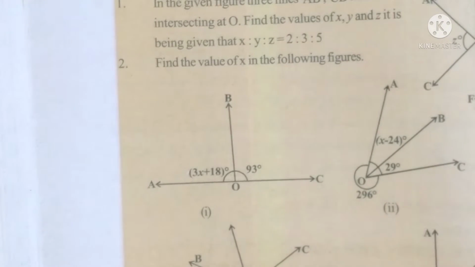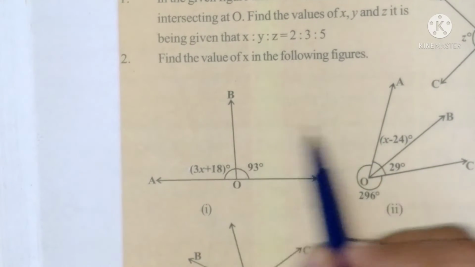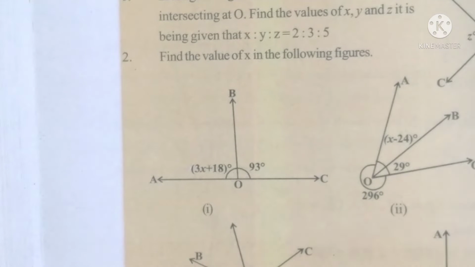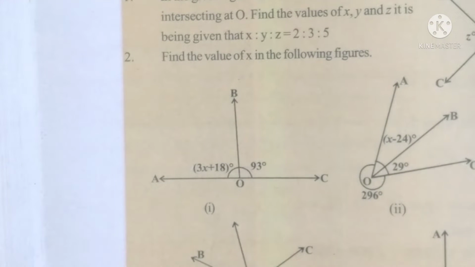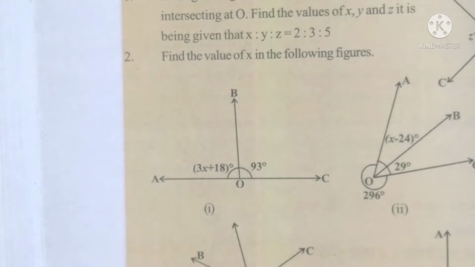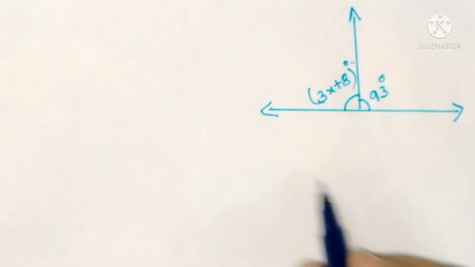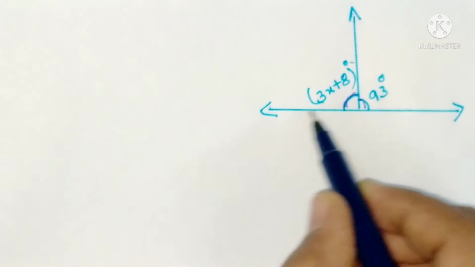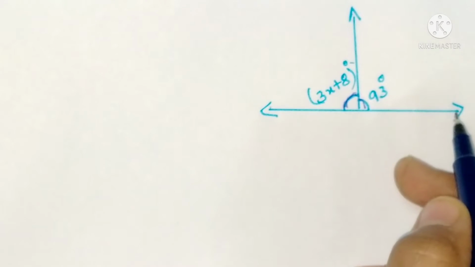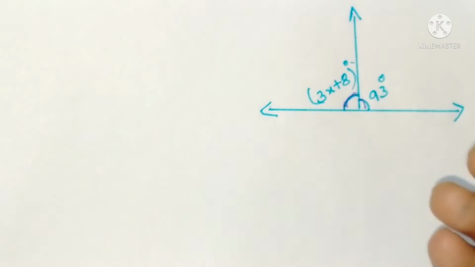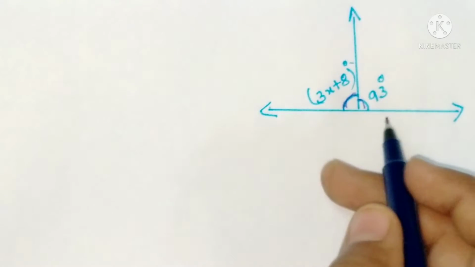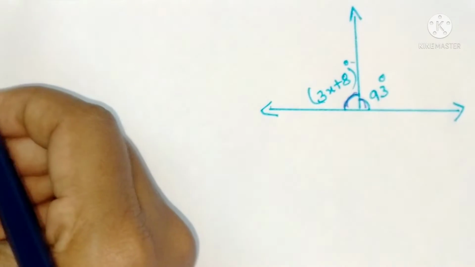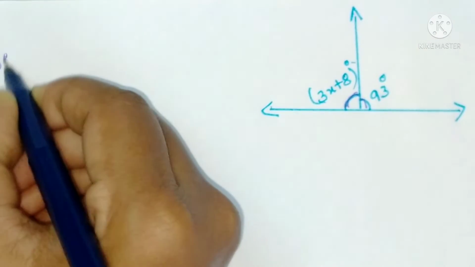Second problem. Find the value of x in each of the following figures. Here 4 figures are given. We want to calculate the x value in each case. This is the first one. These two are adjacent angles and they are forming a straight line, so their sum is 180. These two angles are a linear pair.